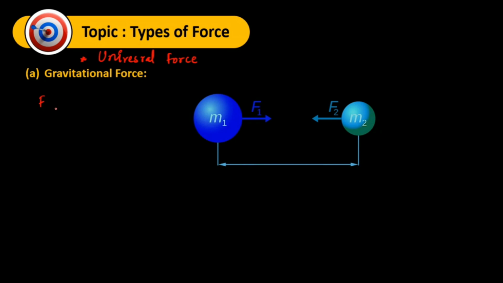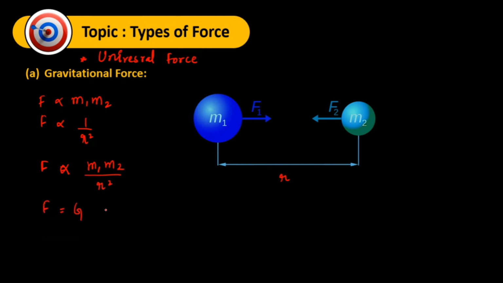That force of attraction is directly proportional to the product of masses, and it is inversely proportional to the square of the distance between them. If I assume the distance is r, it is going to be r square. When I combine both the equations, we get that force is directly proportional to the product of masses, and inversely proportional to the square of the distance between them.